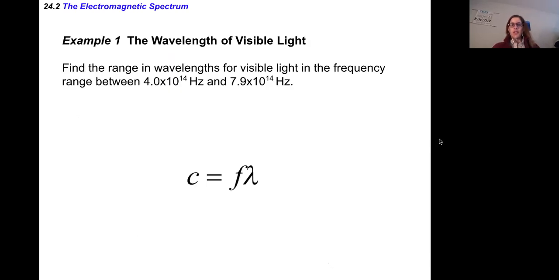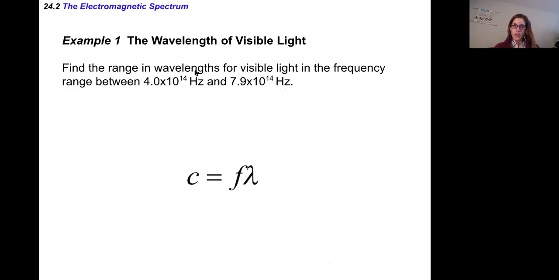All right, let's look at an example for the wavelength of visible light. So we want to find the range in wavelengths for visible light in the frequency range between 4.0 times 10 to the 14 hertz and 7.9 times 10 to the 14 hertz, right? Remember this was the red with the 4.0, and the 7.9 was our violet or purple.